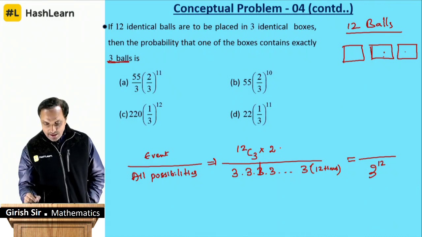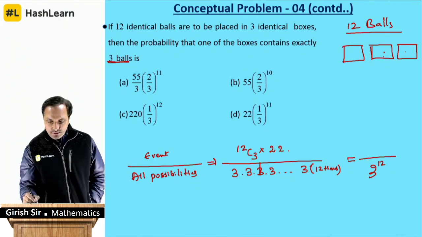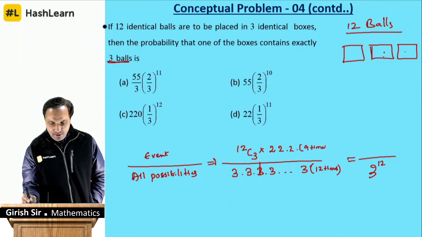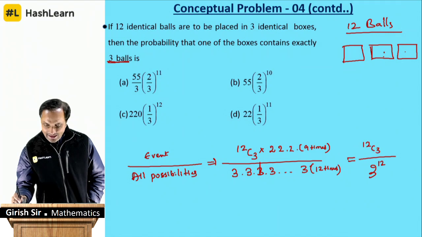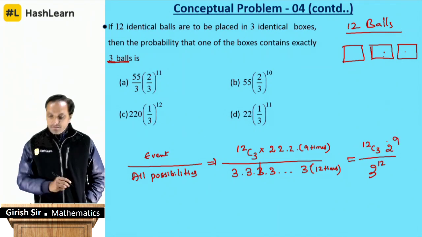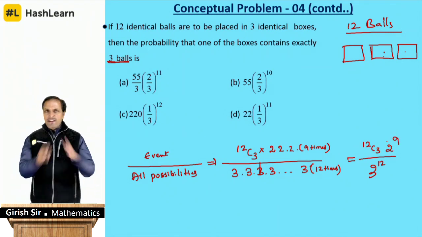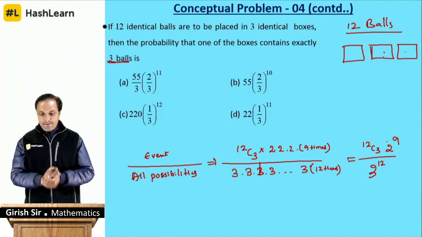Second ball 2 ways. Third ball 2 ways. So this will be 9 times because 9 balls are left out. So what will that become? This is 12C3 into 2 to the power 9. If you simplify, you will be able to get the final answer.